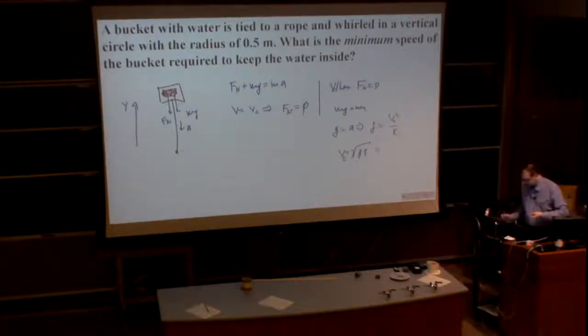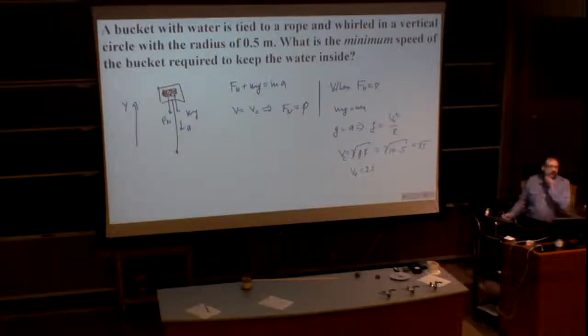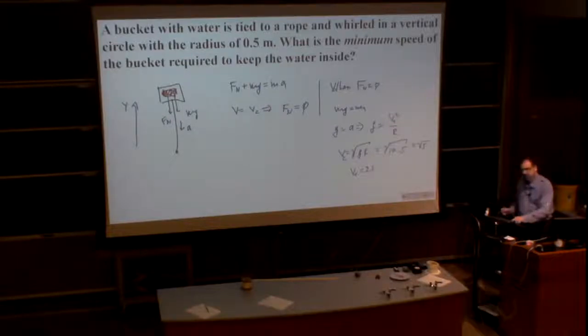So in my specific example, that radius equals a half of a meter. So square root of 5, 2.2 meters per second. If I move it faster than that, I'm safe. If I move it slower, that's it. It falls out. Any questions?